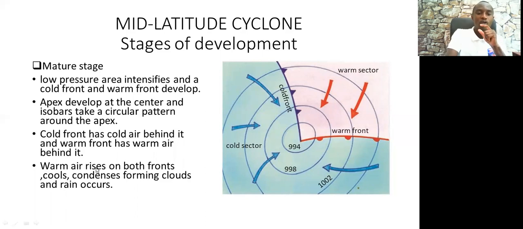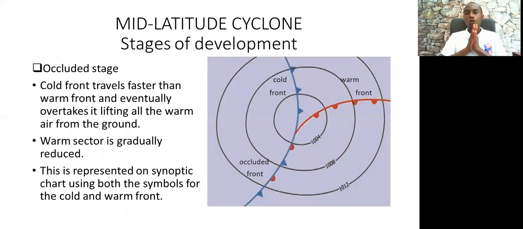Now, the cold front has cold air behind it, and the warm front has warm air behind it. And we spoke about this, okay? And warm air rises, cools, condenses, forming clouds, and rain occurs. Now, the occluded stage. Remember what happens there. The cold air is following the warm air. It's lifting warm air, okay?